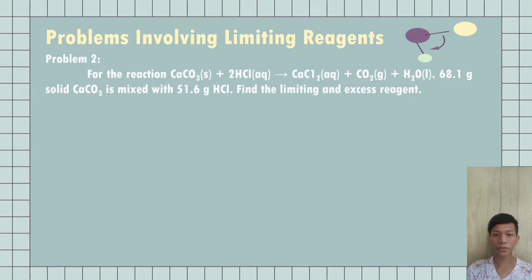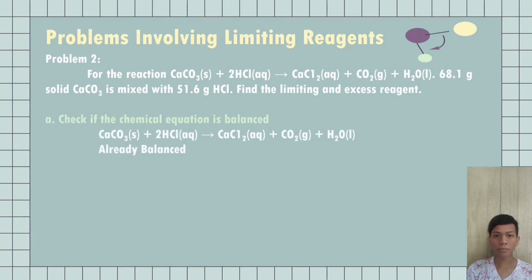For problem number 2, calcium carbonate reacts with 2 moles of hydrogen chloride to form calcium dichloride, carbon dioxide, and water. If 68.1 grams of solid calcium carbonate is mixed with 51.6 grams of hydrogen chloride, find the limiting and excess reagent. First, we need to check if the chemical equation is balanced. In this problem, the given chemical equation is already balanced.